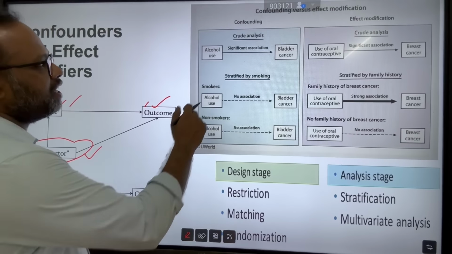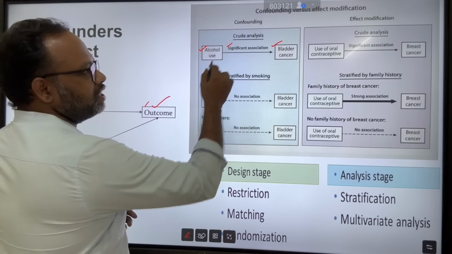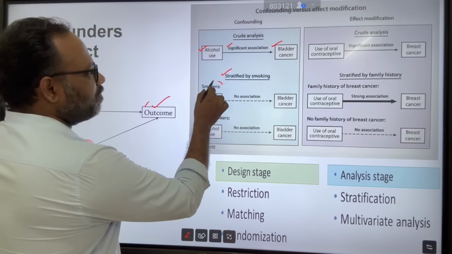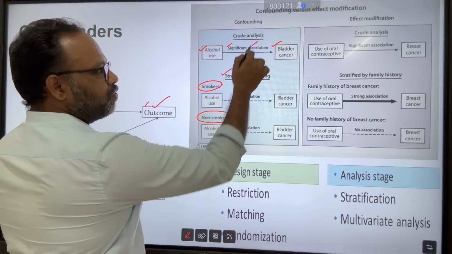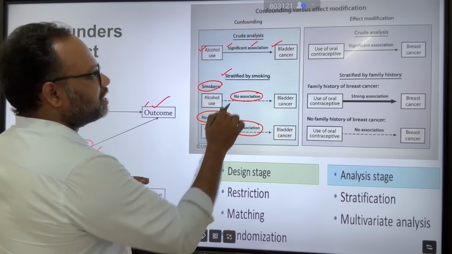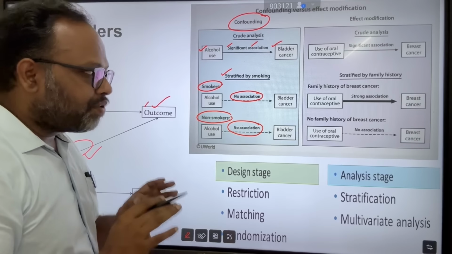When we are studying alcohol use and bladder cancer, you may find an association in the crude analysis. When you stratify during the analysis, taking only smokers and non-smokers, this association which we have found here will disappear. If it disappears, then that is a confounding variable, or this variable has caused confounding bias.